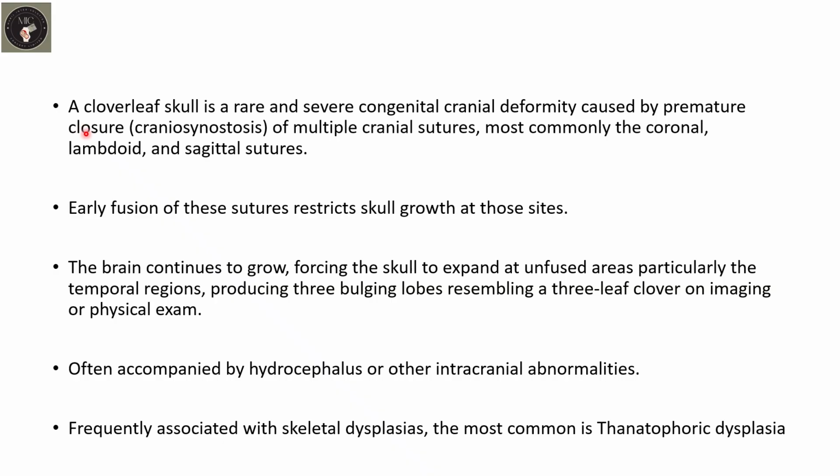A clover leaf skull is a rare and severe congenital cranial deformity caused by premature closure of multiple cranial sutures called craniosynostosis. Most commonly, it occurs in the coronal, lambdoid, and sagittal sutures. Early fusion of these sutures restricts growth at those sites. However, the brain continues to grow, causing the skull to expand at the unfused areas, particularly the temporal regions, producing 3 bulging lobes, resembling a 3-leaf clover on imaging and physical examination, as we shall see.